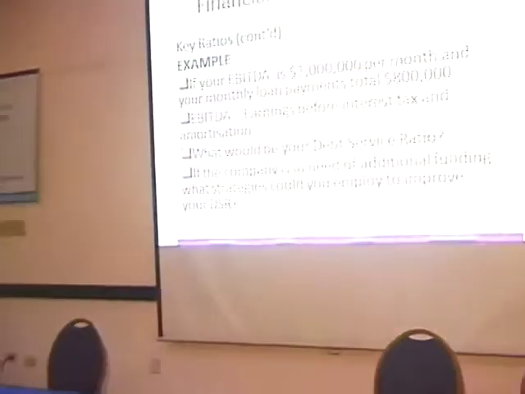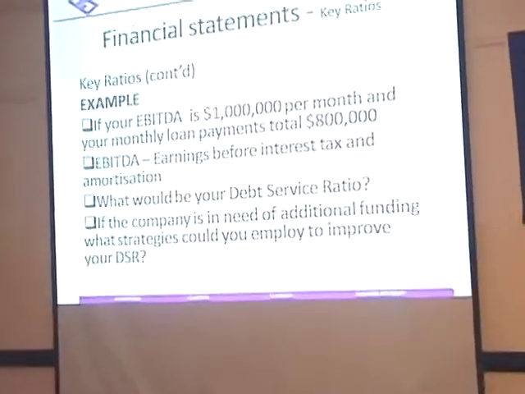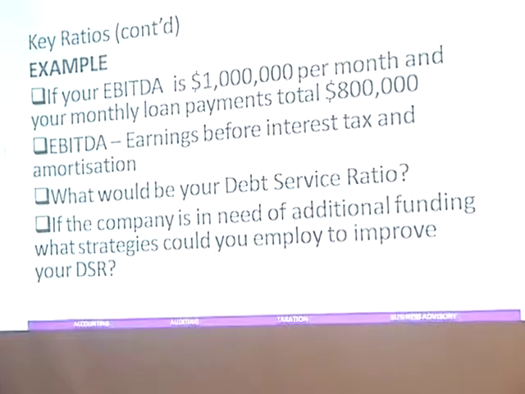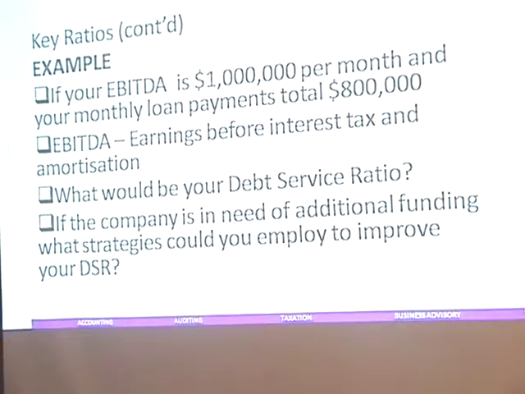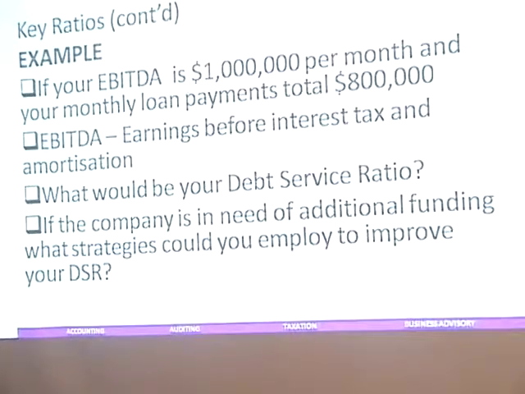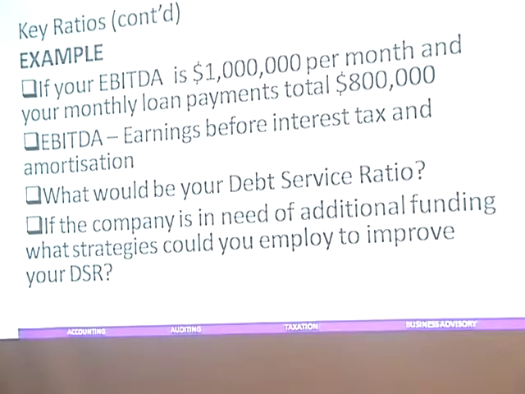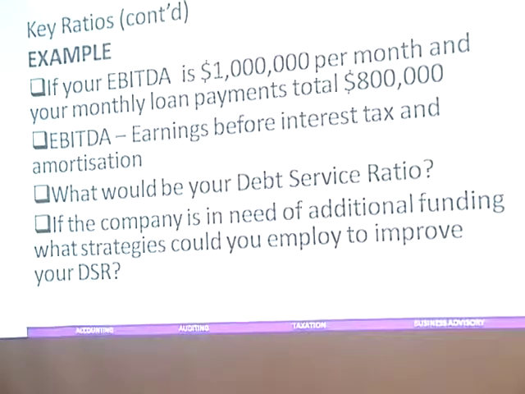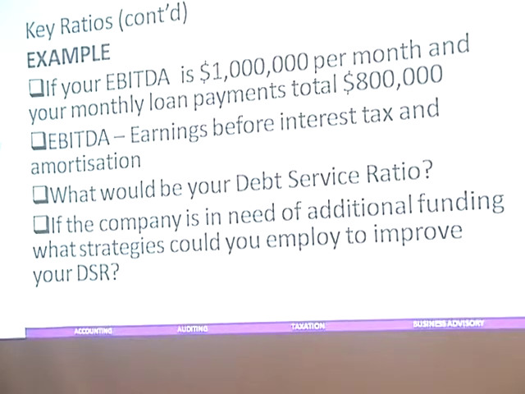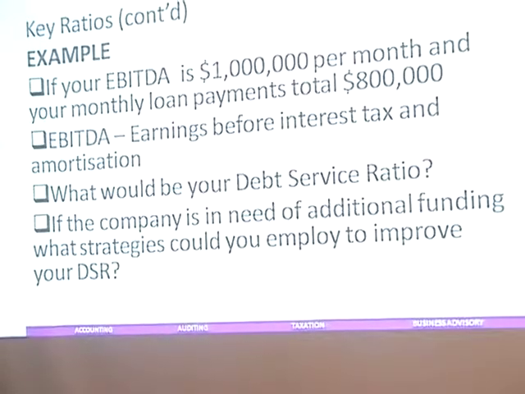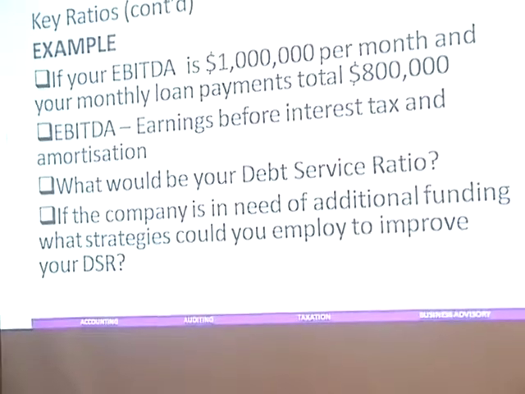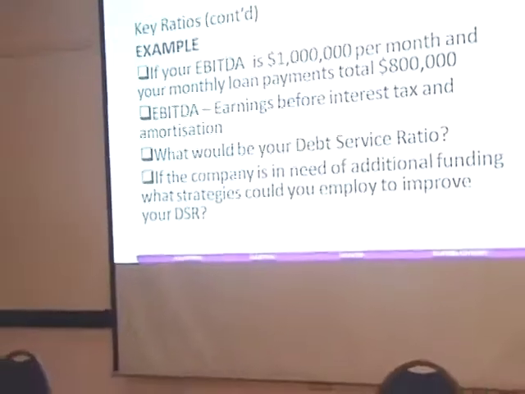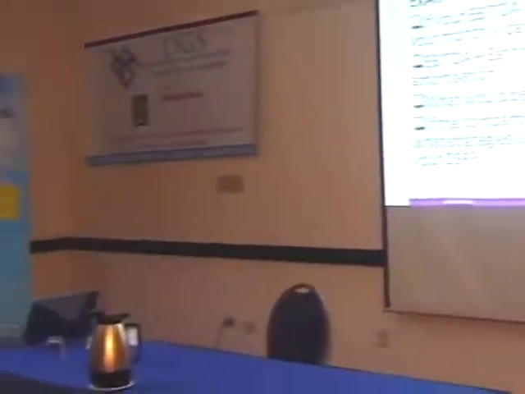For example, if your EBITDA is $1 million per month and your monthly loan payment totals $800, right? What would be your debt service ratio? This would be the $1 million divided by the 800, which gives us 1.25. So we are basically where the banks want us to be, 1.25 to 1.